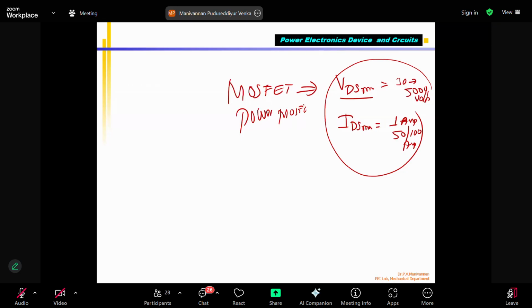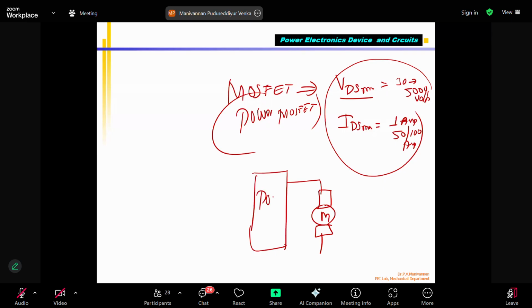Power MOSFETs are used in driving electric motors, whether a BLDC motor, an induction motor, or a permanent magnet synchronous motor used in an electric or hybrid vehicle. I have my motor, and this needs to be driven by a power amplifier circuit. The power amplifier can be a MOSFET. Many times now they are using MOSFETs or power transistors, and this is going to drive the motor.